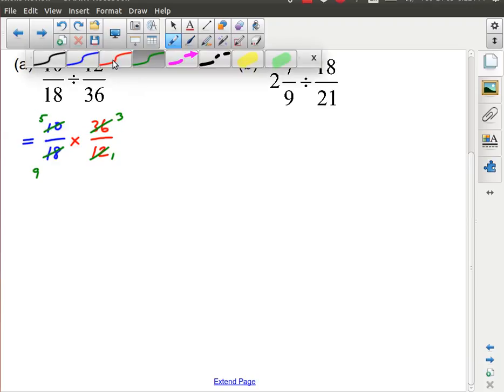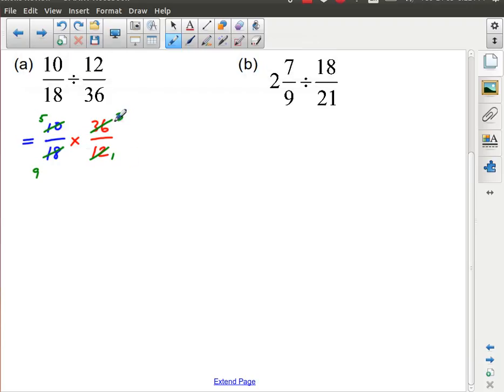Hopefully you can see, let's see, what color should I do this? Maybe black, I guess. You can see that we've got a 3 in the numerator and 9 in the denominator. 3 goes into 3 once, 3 goes into 9 3 times.